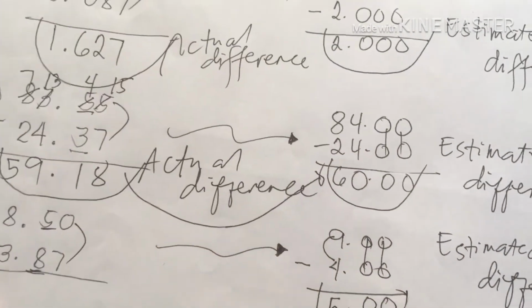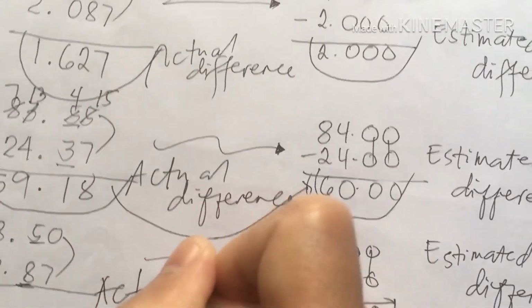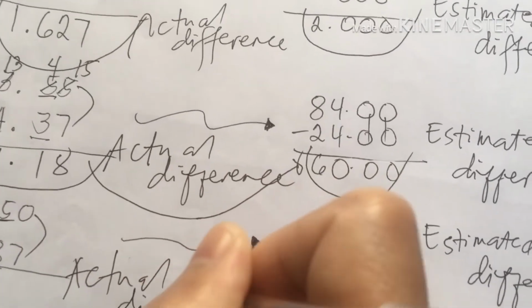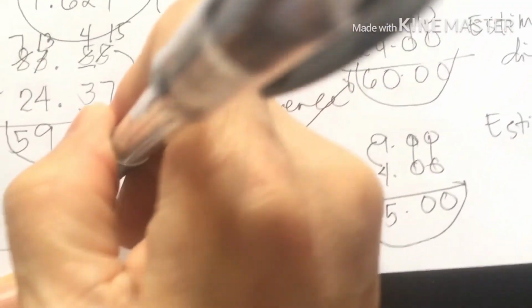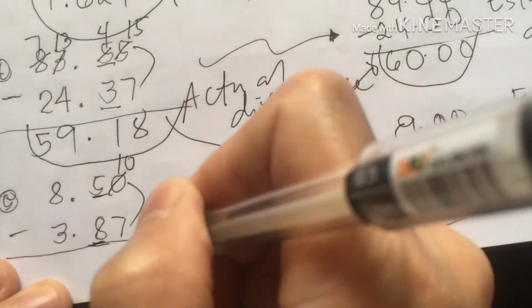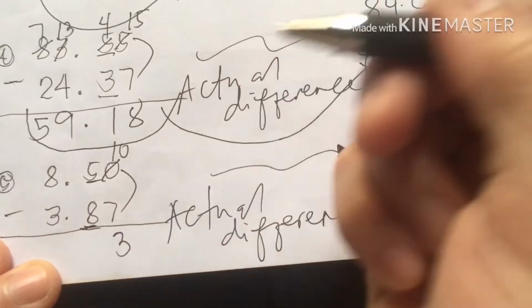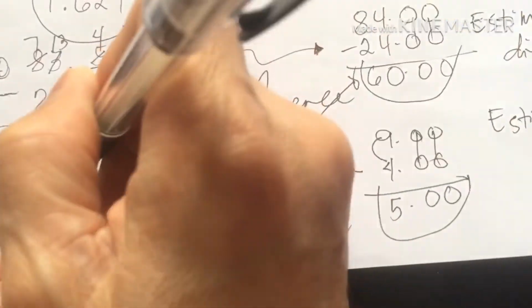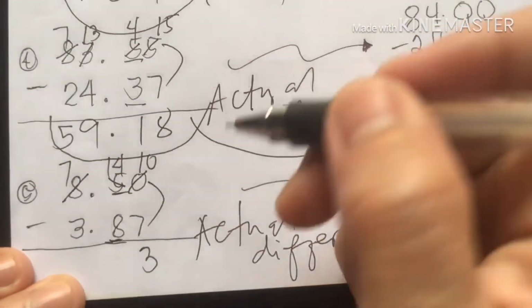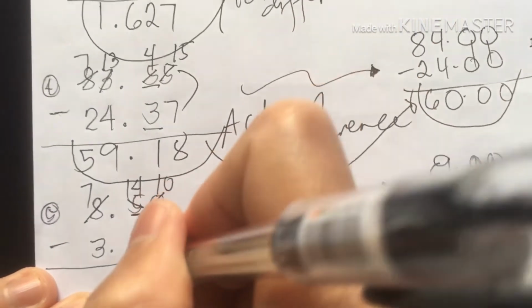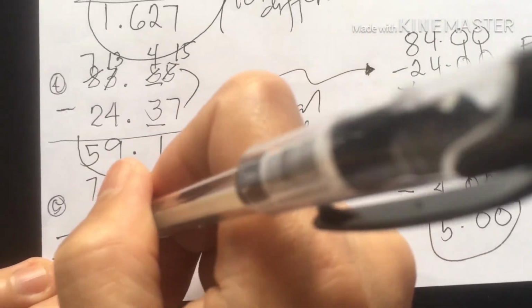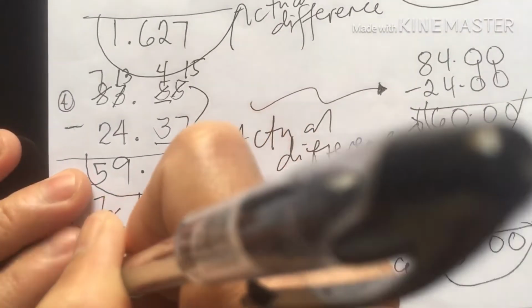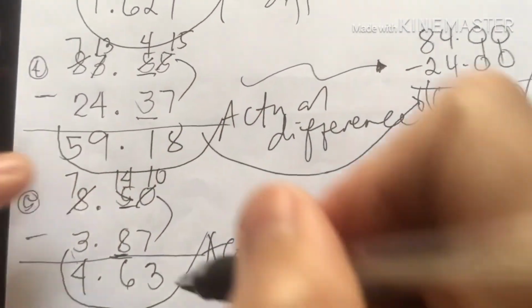Let's proceed to our actual difference. 0 becomes 10, so this is 3. So 5 becomes 4, 8 becomes 7, so it's borrowed, class. 14 minus 8, so that is 6. 7 minus 3 we have 4. So therefore, this will be our actual difference.